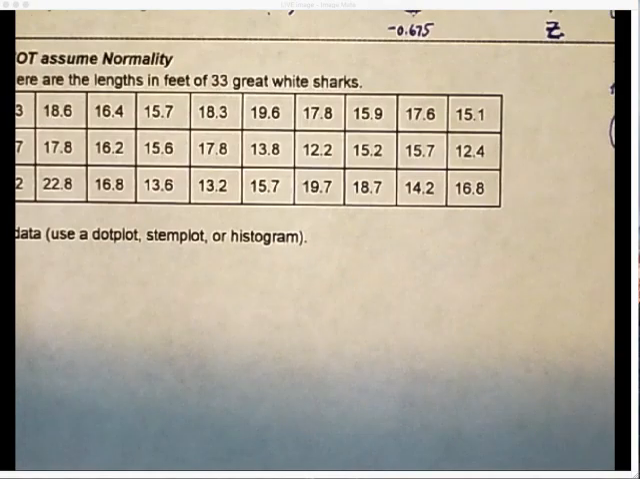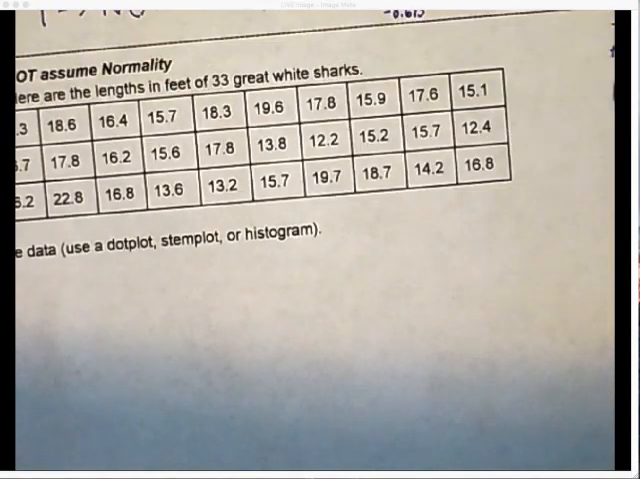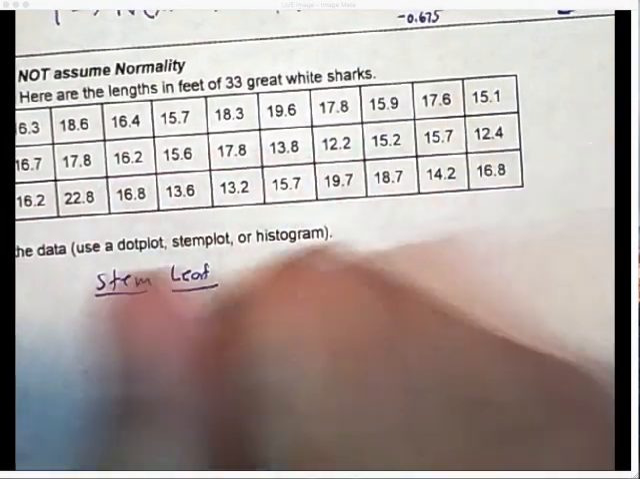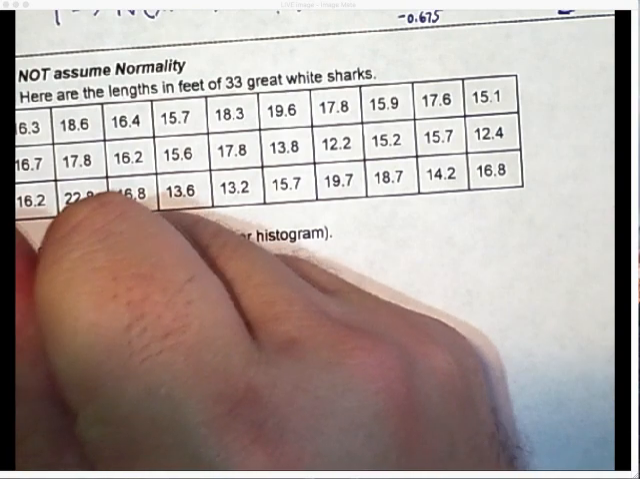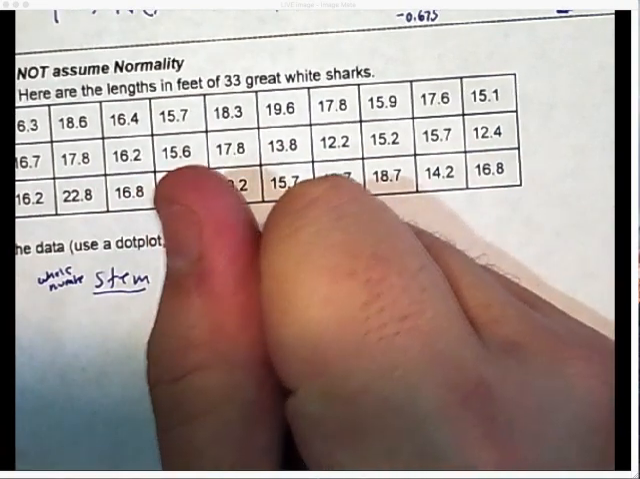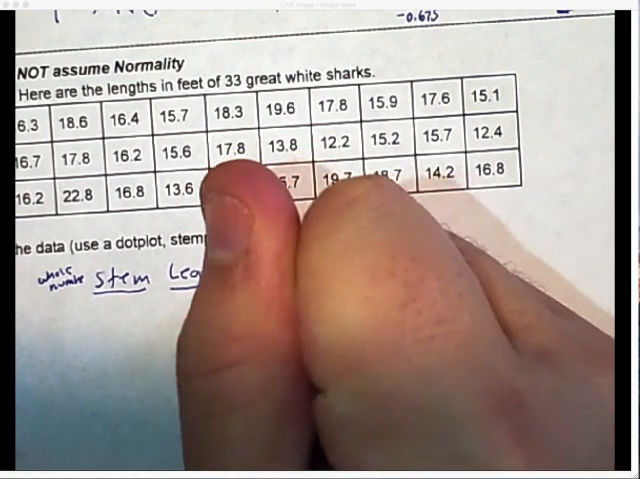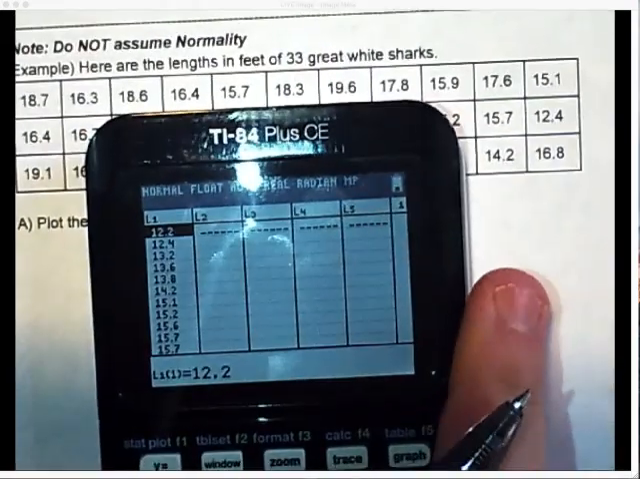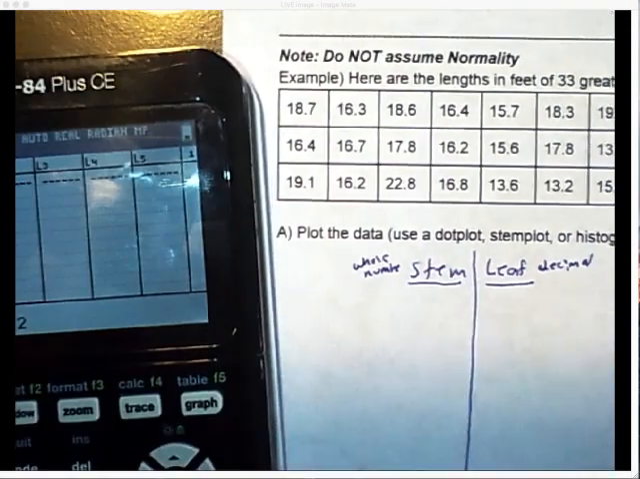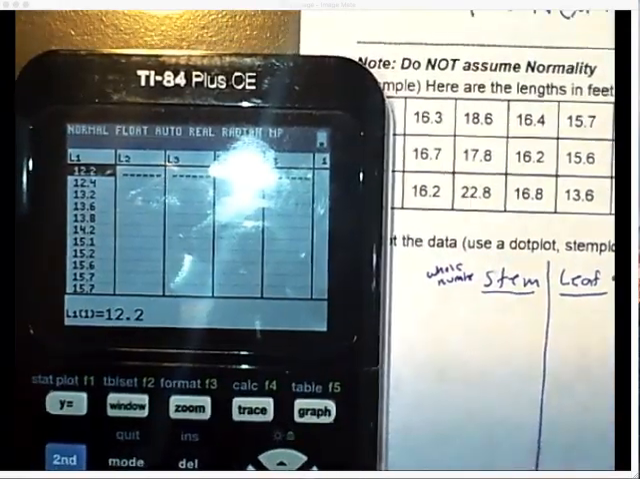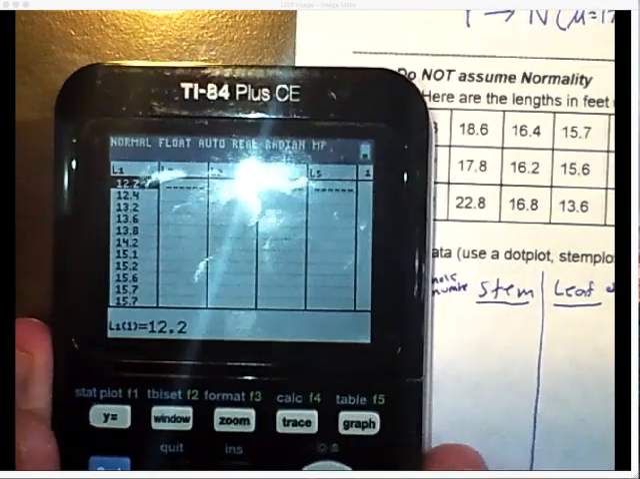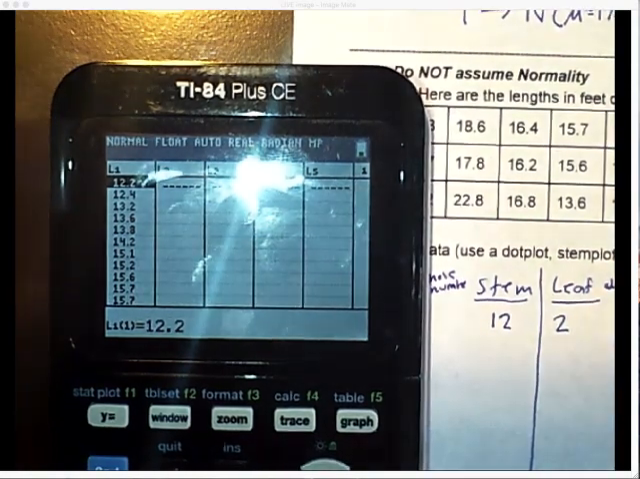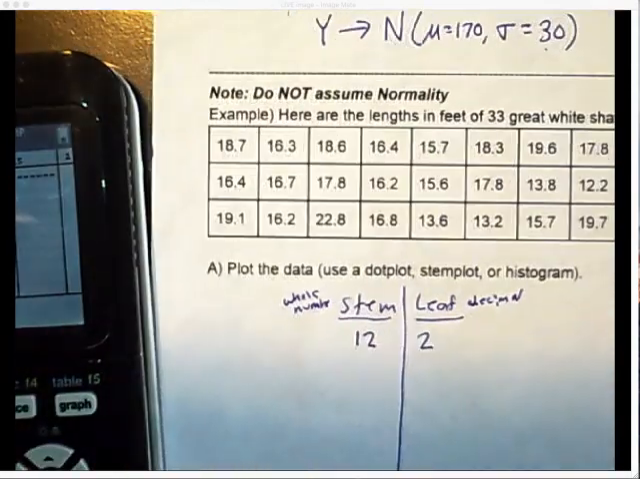I'm going to do a stem plot, or a stem and leaf plot here. So stem and leaf. My stem is going to be the whole number, and my leaf is going to be the decimal. All right. So if I look at my data here, when I start writing this down, the smallest shark was 12.2. So there we go, 12.2. And if I keep going, I have one that's 12.4.